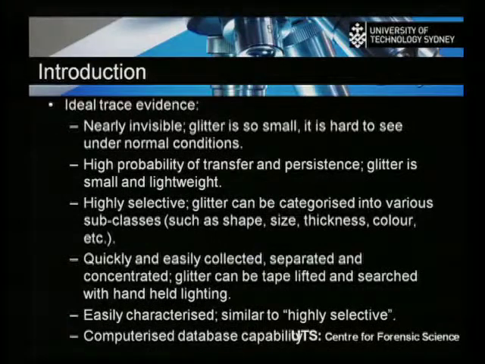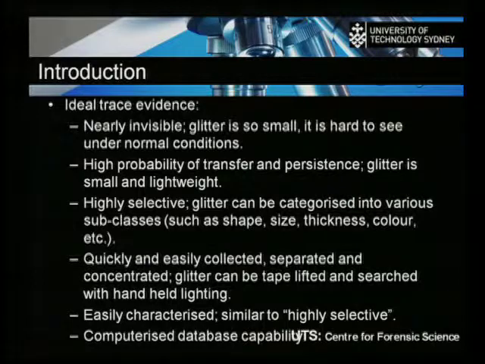Now, what could be the ideal trace evidence? So, especially when you talk about glitter, it's nearly invisible. It's so small that it's hard to see under normal conditions. So it may be a problem for the analyst, but if you put yourself in the shoes of the criminal, it's probably a very good thing because it's the typical type of trace evidence that is transferred unwillingly, and it's what we like. It has a high probability of transfer and persistence because it's so small. I would say it's one of the typical trace evidence that is transferred according to Locard's exchange principle.